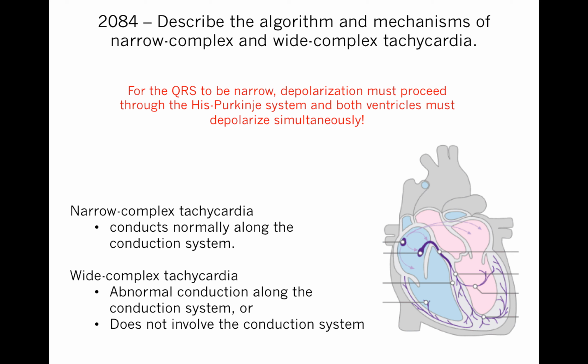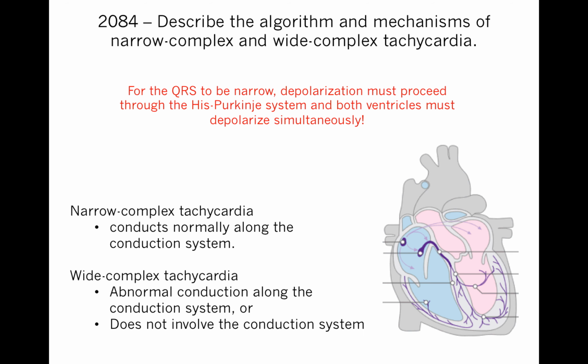So that was the three mechanisms of tachycardia. We will now move on to describe the algorithm and mechanisms of narrow complex and wide complex tachycardia. One of the big concepts that I've discussed in the first part is that to have a narrow QRS complex, depolarization must proceed through the His-Purkinje system and both ventricles must depolarize simultaneously. If one ventricle depolarizes before the other because of a diseased His-Purkinje system, or depolarization does not occur through the His-Purkinje system, the QRS complex will be wide.